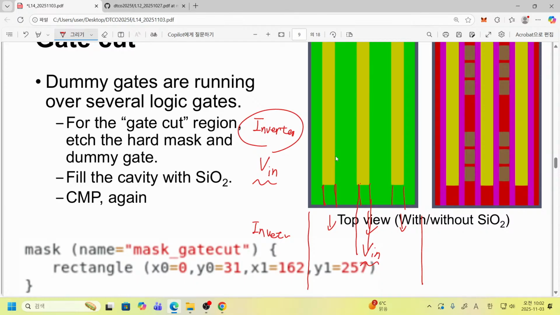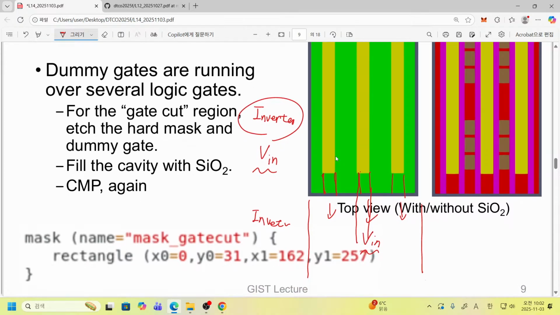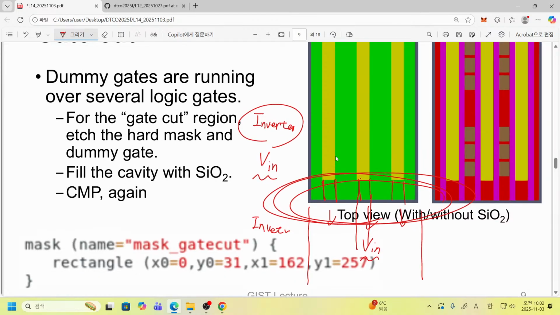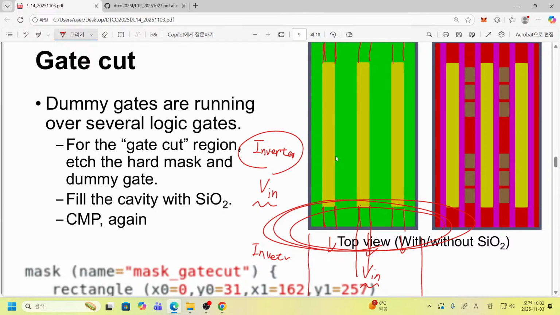We need to separate the input voltage and output voltage of these two neighboring cells completely. So we need to eliminate this part. Here, the dummy gate should be eliminated. So that is done here. Also, I have dug out the progress of our fabrication technology. Where we perform gate cut is also a matter of choice.